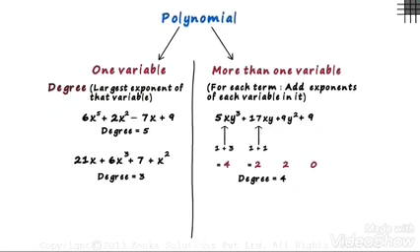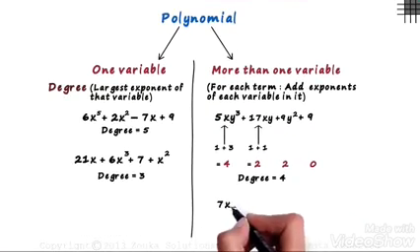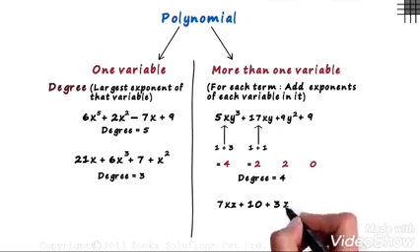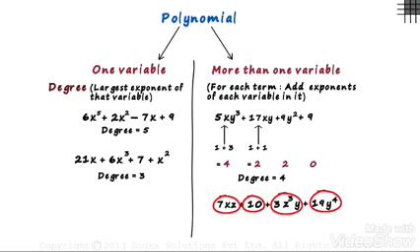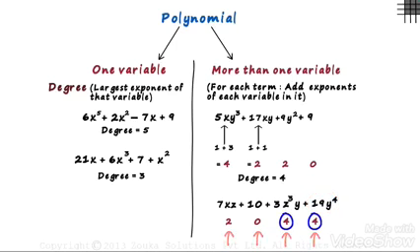Here's our last example. 7xz plus 10 plus 3z cubed y plus 19y raised to 4. We have 4 terms here. In the first term, the sum of exponents of x and z is 2. In the second case, since we have no variables, the exponent is 0. In the third term, it's 3 plus 1, which equals 4. And in the fourth term as well, the exponent is 4. 4 is the highest amongst these 4 terms. Hence, the degree of this polynomial is 4.